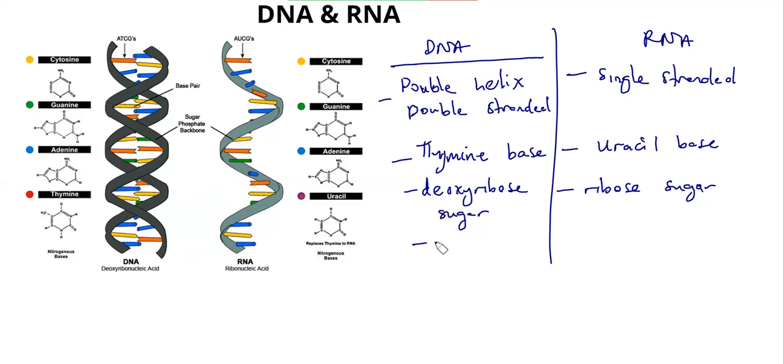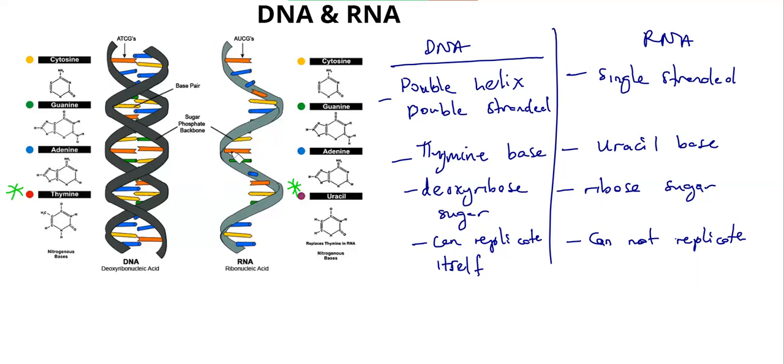Then DNA can replicate itself. RNA cannot do that. So DNA can make copies of itself, RNA cannot replicate. That's what we need to understand. So we can see that we have the thymine here, I'm just going to put a mark here. Then here we have the uracil. That's what we need to see here.